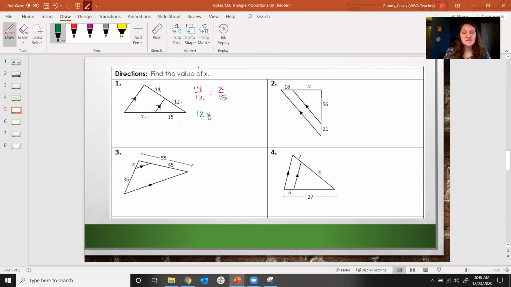So 12 times x is 12x, and 14 times 15. So 12x equals 210, and divide both sides by 12 to get x. And in this case, x is not a super pretty number. I'm just going to leave it 17.5.